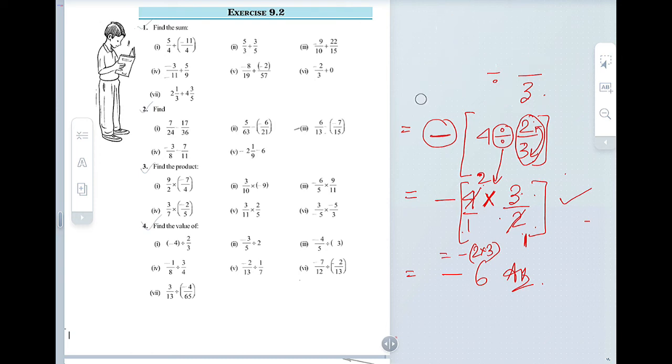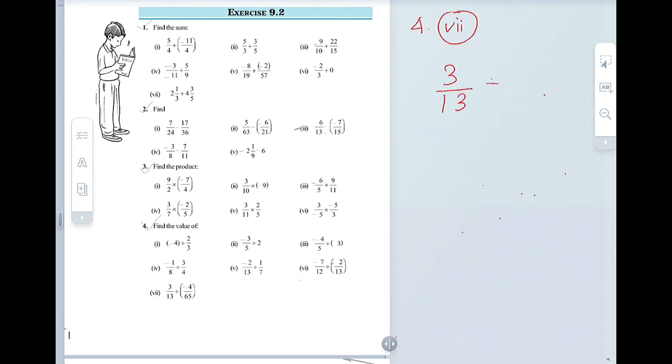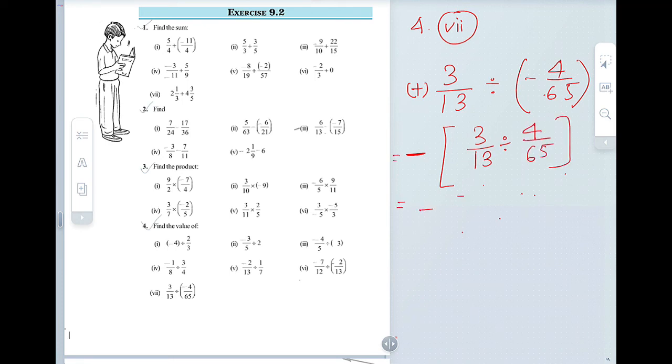Let us do the next one, 3 by 13 divided by minus 4 by 65. Now see, as I have told, this is a plus sign, this is a minus sign. So definitely in the answer you will get a minus sign. Then this 3 by 13 will be divided by this 4 by 65. Now what to do? Next step, this 3 by 13 will be written as well. This division sign will be converted to a multiplication sign and this fraction will be its reciprocal, 65 by 4.